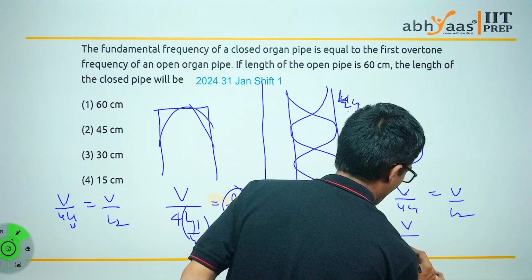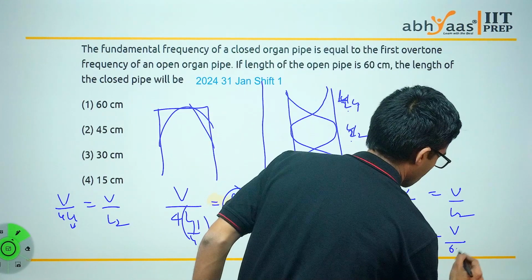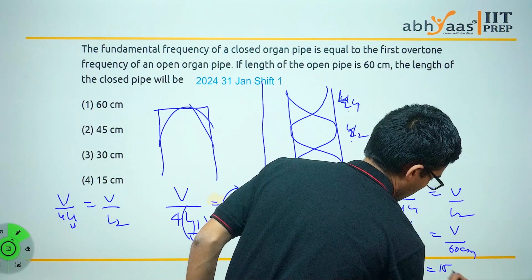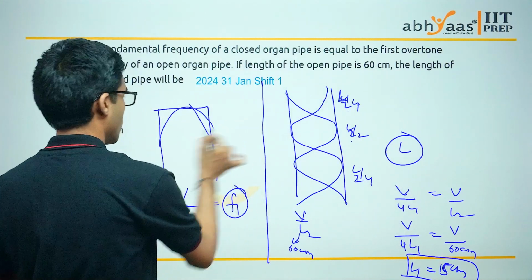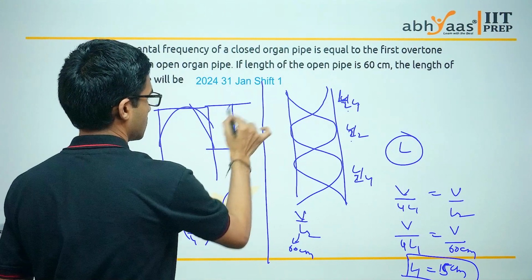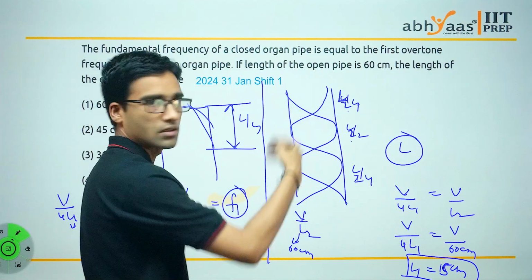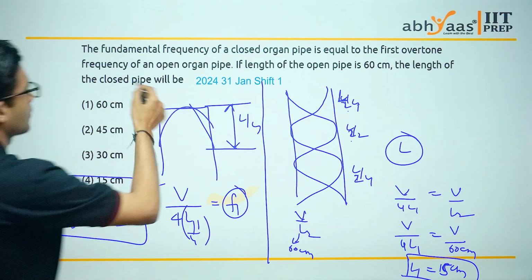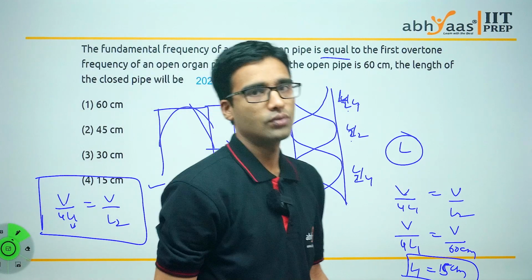So V by 4 L1 equal to V by L2 is how much? 60 centimeters. So then what you will get? 4 L1 equal to 60 centimeters. L1 equal to 15 centimeters. So this is very simple. Only thing, you need to write like this. How are we getting like this? Closed pipe means here it's closed. Open pipe means it will resonate, it will go forward. Okay, next one. If you know these things and he has only given this one, length, both are equal. Equal means that's why I equated this one. So finally you will get L1 equal to 15 centimeters.